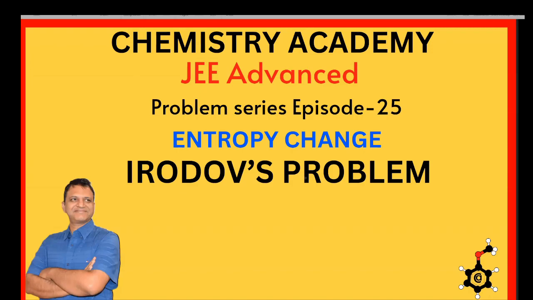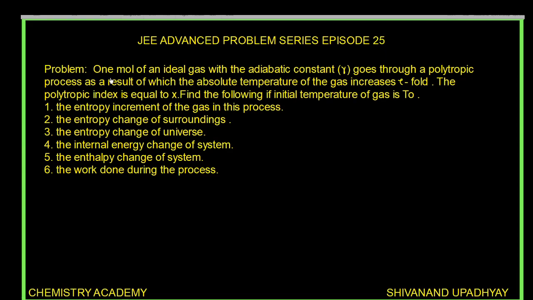I'm going to share the problem with you and read it out. You can pause the video and try by yourself. The problem is: 1 mole of an ideal gas with the adiabatic constant gamma goes through a polytropic process, as a result of which the absolute temperature of the gas increases tau fold. The polytropic index is equal to X. Find the following if the initial temperature of the gas is T naught.